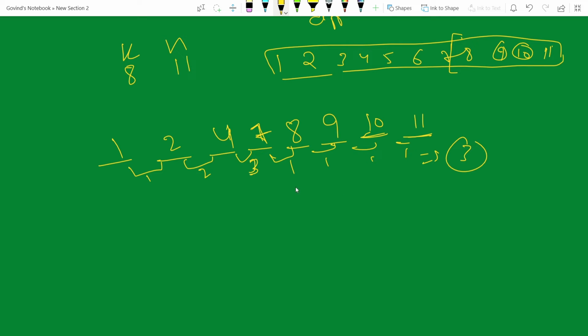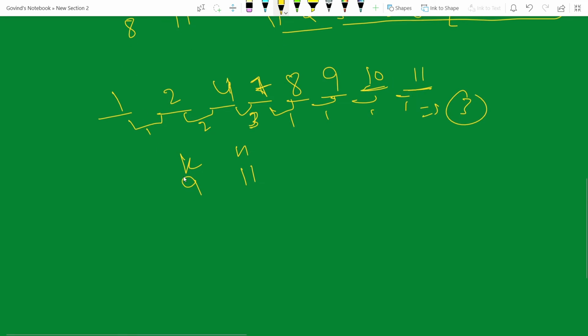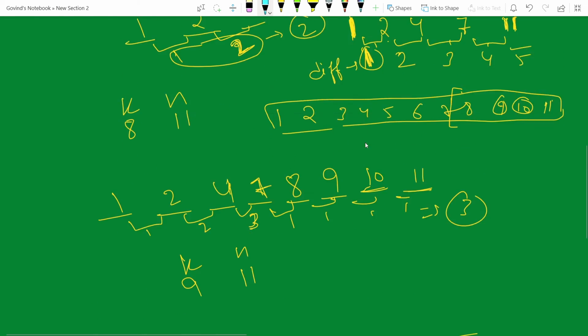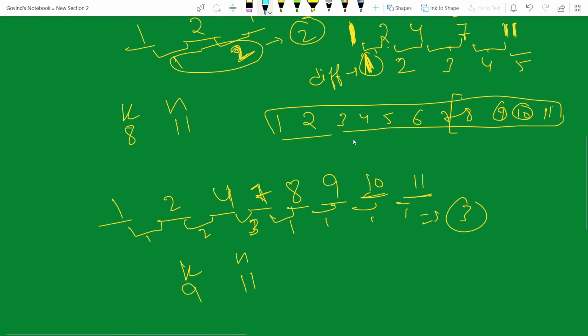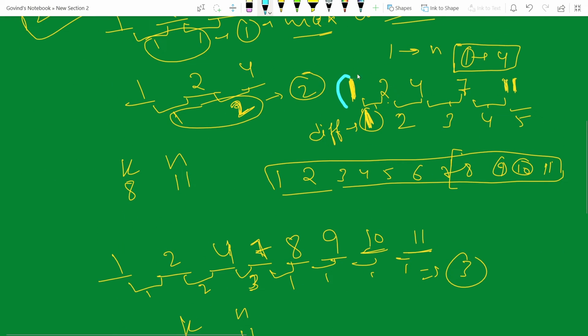And let's try another example. Let's take k and n. K is 9 and n is 11. A little difference, we just put k from 8 to 9, and now we have 9 places to fill. 1 2 3 4 5 6 7 8 9. Okay, so I can put 1 here, I can put 2 here, I can put 4. No, I cannot put 3 here because I need to follow the pattern that I have already created. This pattern which I have created, I should be using this.